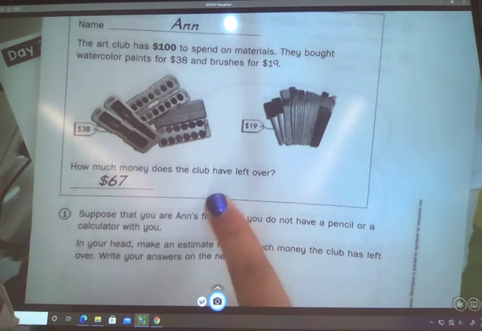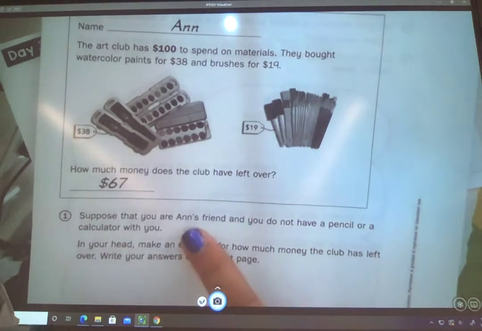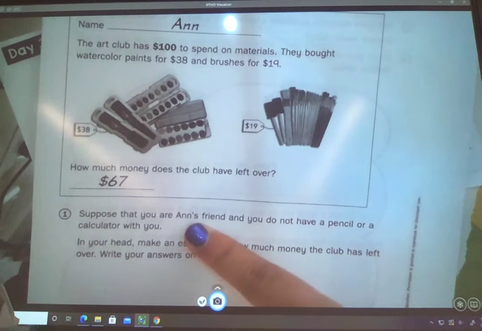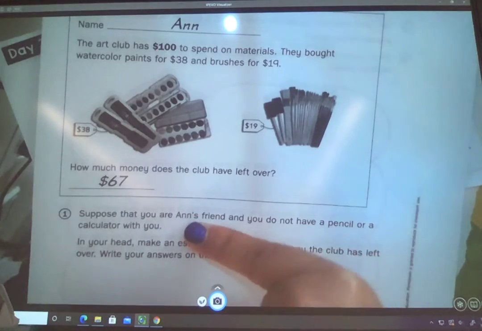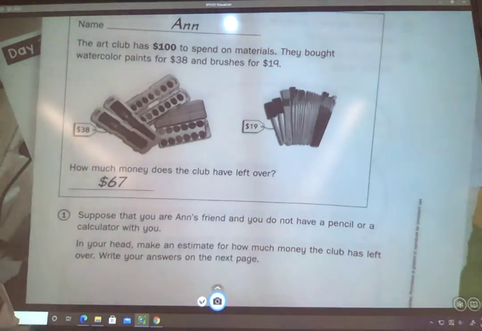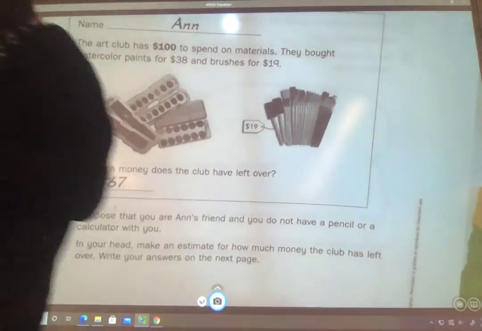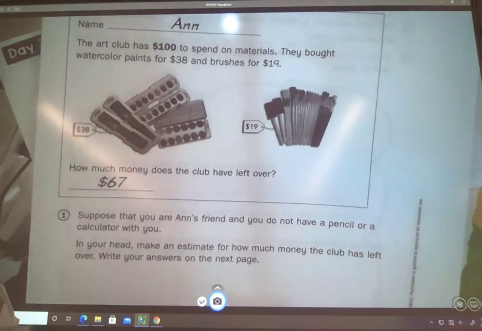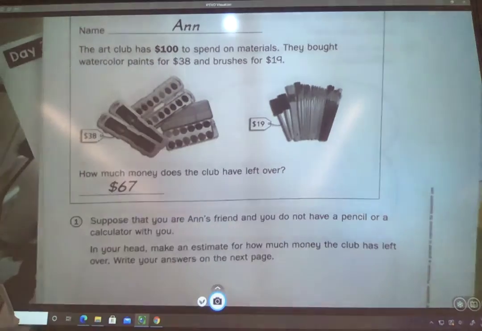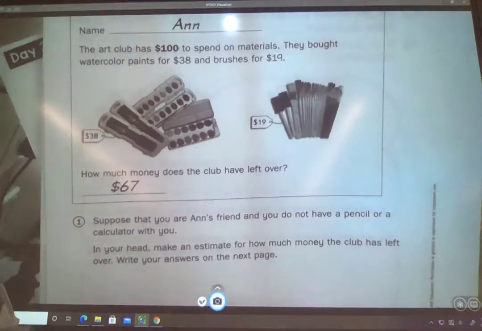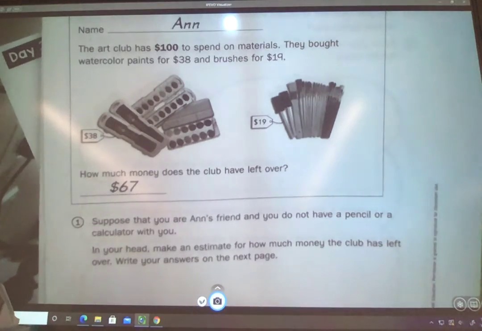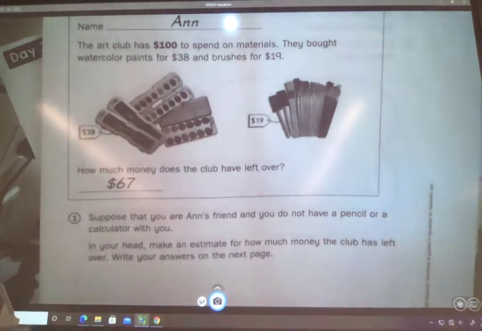Okay. So, suppose that you are Anne's friend, and oh snap, boys and girls, you don't have a pencil or a calculator with you. Your phone died. No calculator, no pencil, and no phone. So, in your head, you got to use these brains. In your head, you have to make an estimate for how much money the club has left over. And you're going to use the backside of this paper to write your answers.